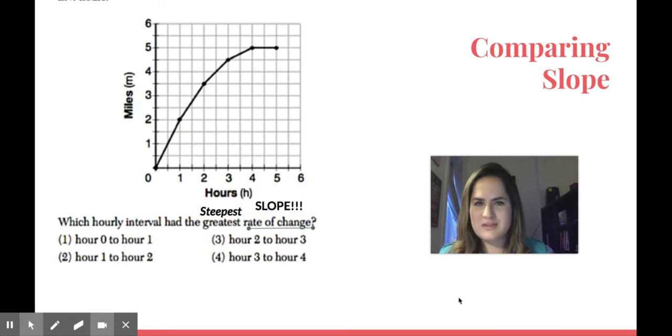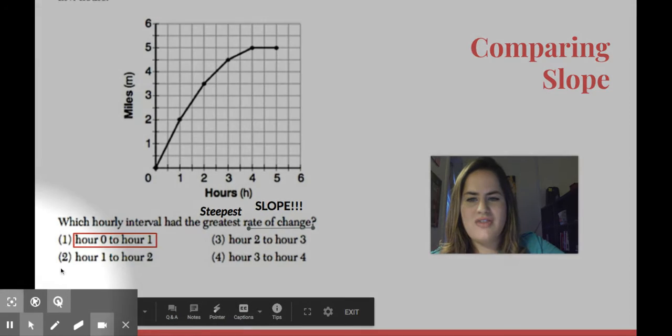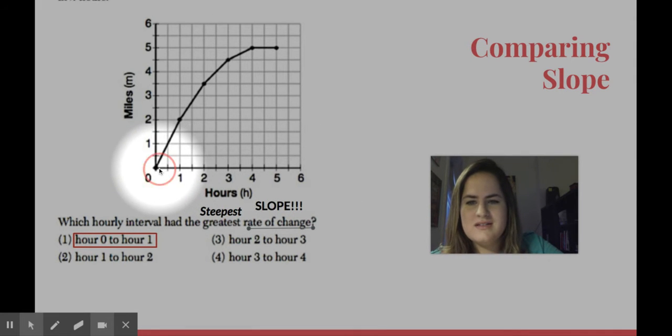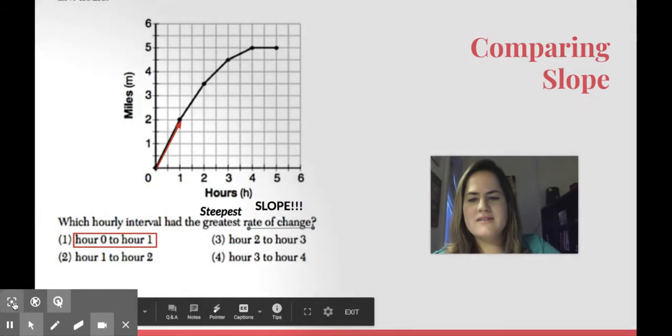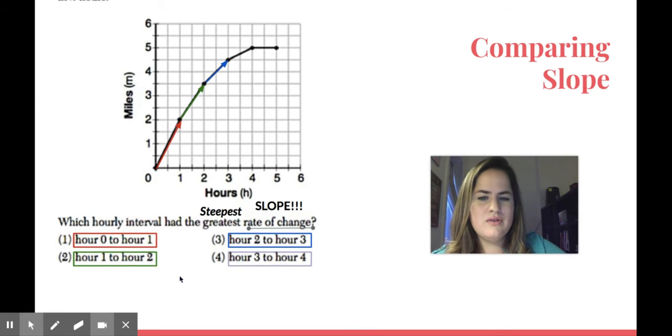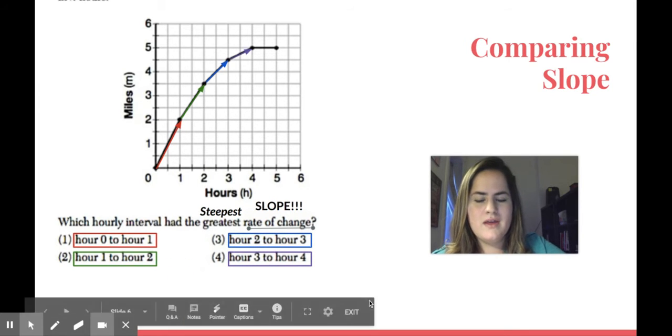Let me just break down what these choices mean. So 0 to 1, if you look at the hours, which is the x-axis there, would be from 0 to 1. And our next choice from 1 to 2 is going to be that next section there, which I've shown in green. And 2 to 3 would be in blue, and 3 to 4 would be in purple. So what do you think? Which section of the graph has the steepest slope?